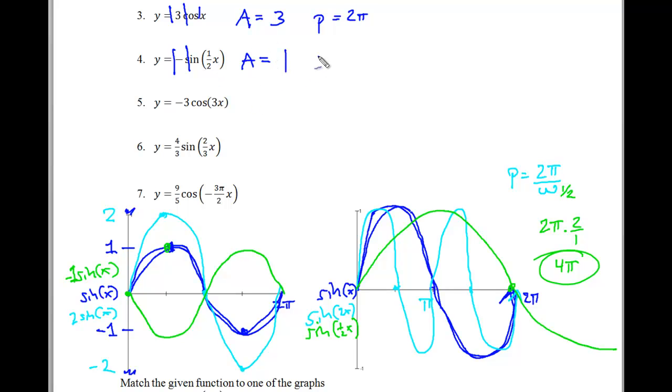Now the period though is not going to be 2 pi. The period is going to be 2 pi divided by 1/2, which is another way of saying 2 pi times 2. So this takes us to 4 pi. The period will be 4 pi, so this will stretch the graph out longer than it was before. Our amplitude here is 3, because we take the absolute value of the number in front, and our period is going to be 2 pi divided by 3.